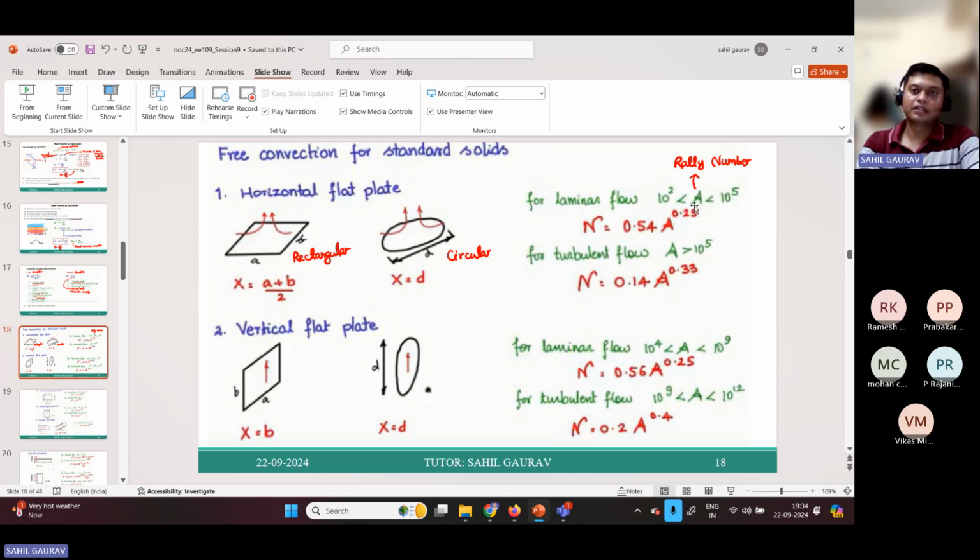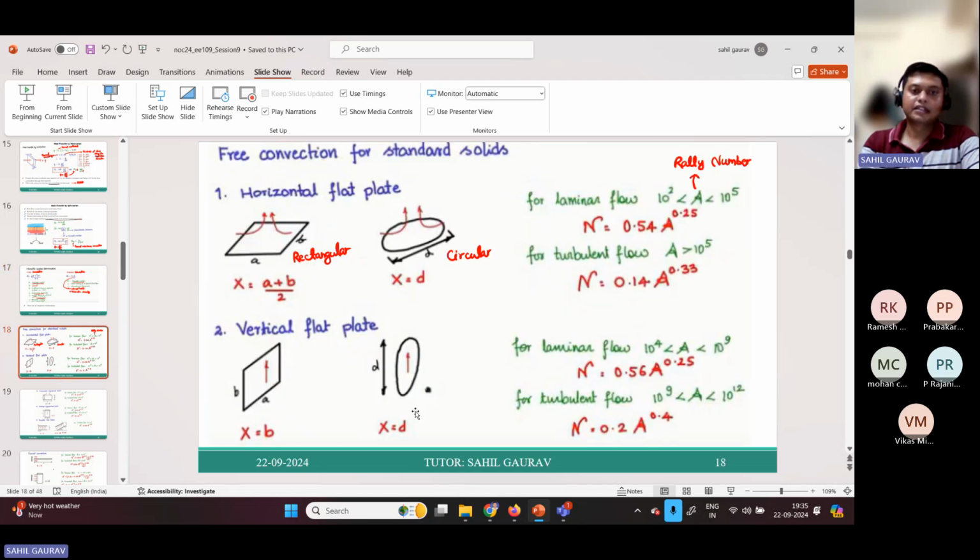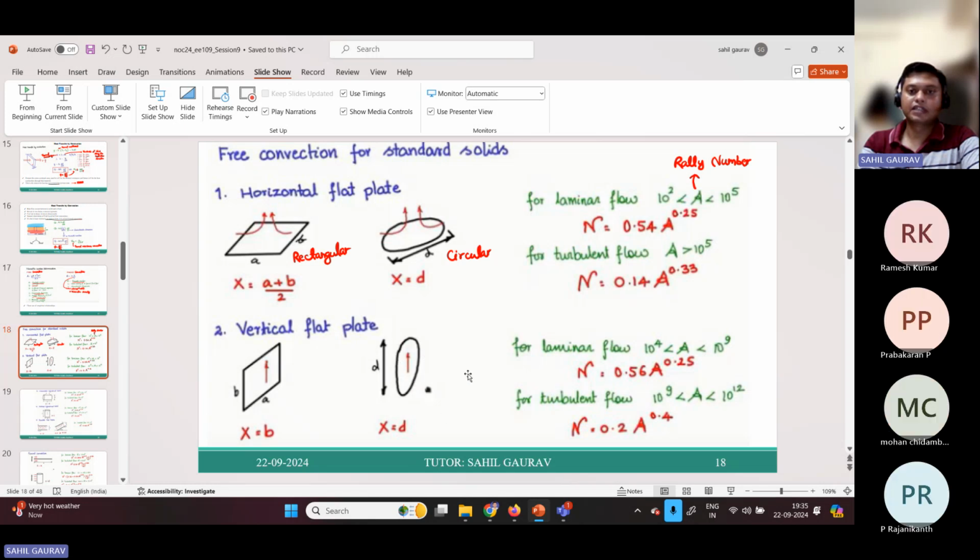For laminar flow, the Rayleigh number belongs to 10 to the power 2 up to 10 to the power 5, and for turbulent flow, the Rayleigh number is about 10 to the power 5. Then the Nusselt numbers will also change. For the vertical plate, you can see the characteristic dimension X, and the characteristic dimension for the circular vertical flat plate, and again for laminar flow and turbulent flow, you can see this expression.